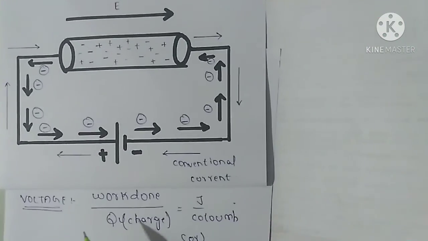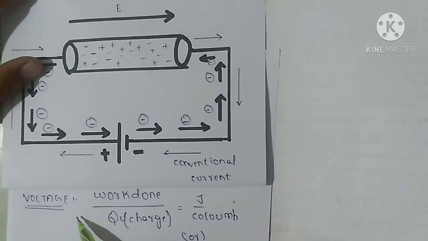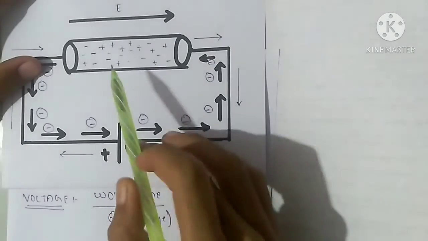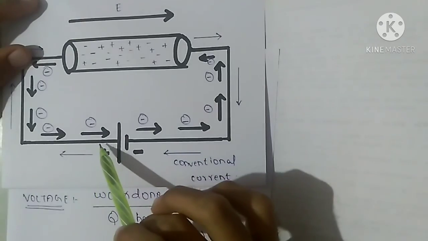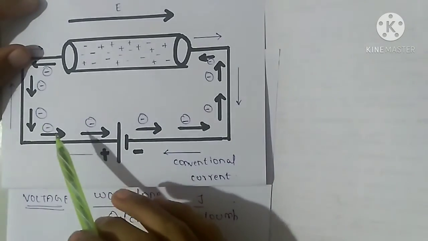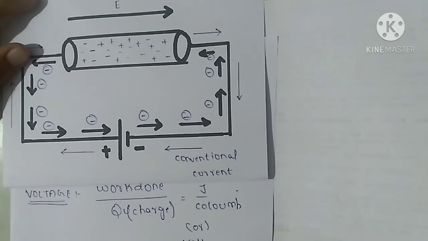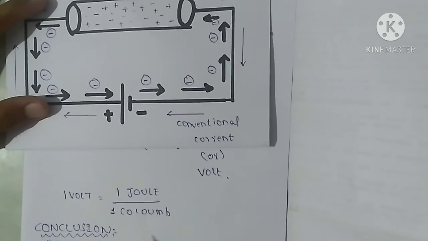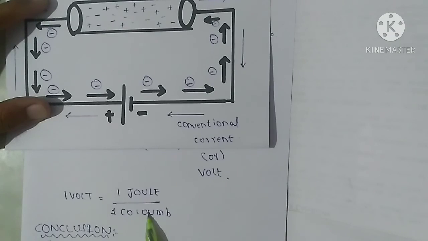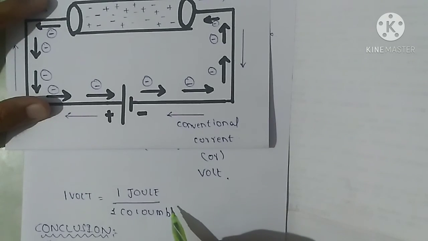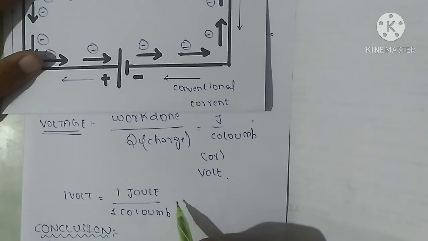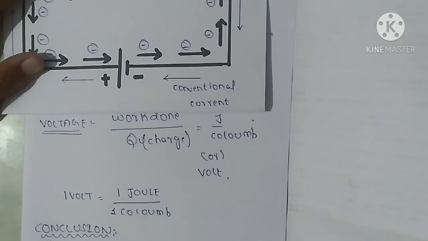So here another question arises. What is voltage actually? Voltage is the work done on charge. While electrons move, the voltage does work on each coulomb of charge. So 1 volt means 1 joule of energy provided to 1 coulomb of charge. The unit of voltage is volt. It is named in honor of Volta.